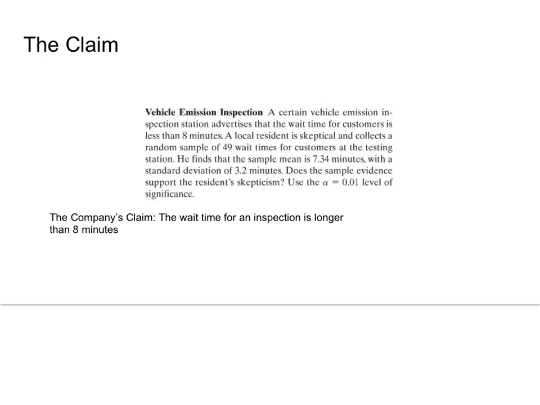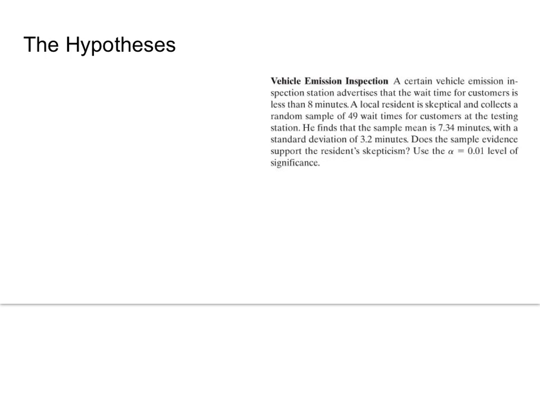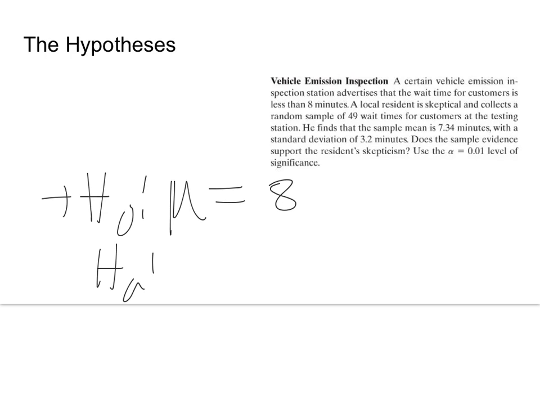So here's the claim, and I kind of already said that with the last slide. The company's claim is that, hey, our customers don't have to wait any longer than 8 minutes. So our hypotheses are, oops, let me get a pen going. H0, the population mean wait time, is equal to 8 minutes. Remember, H0 is almost always a statement of equality. And then HA, we want to show that it's less than 8 minutes. So this would be the company's claim.